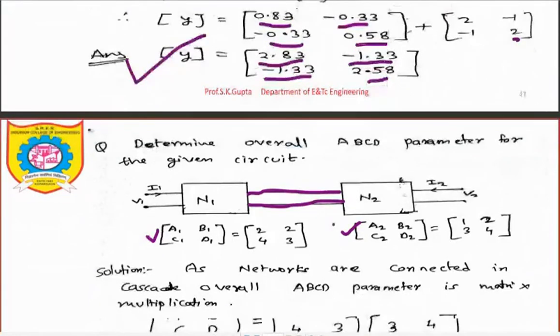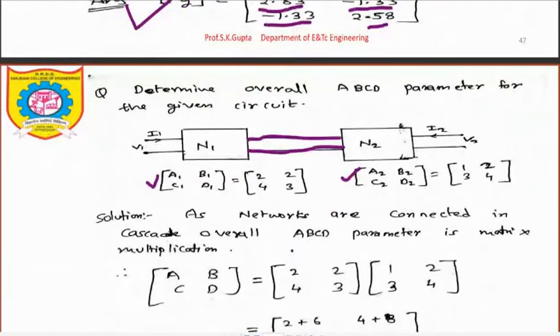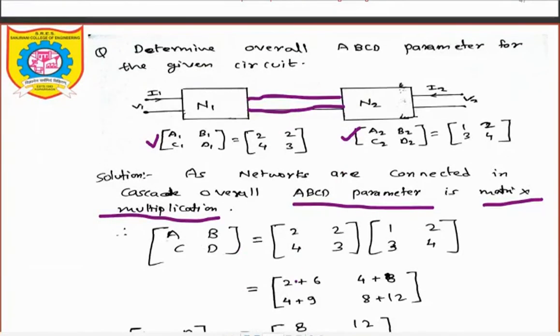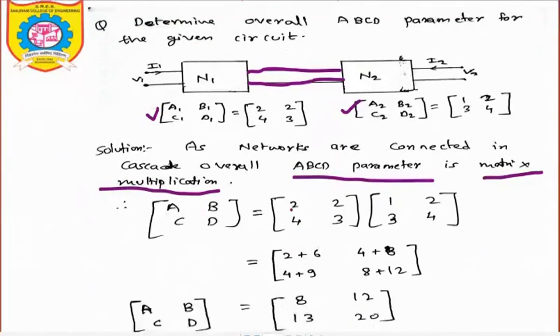And in a cascade connection, the overall ABCD parameters are multiplied. So it is a matrix multiplication. Perform the matrix multiplication to get the overall ABCD parameter. So a 2 by 2 matrix multiplication. 2 into 1 plus 2 into 3, 6. So 2 plus 6, that means 8.